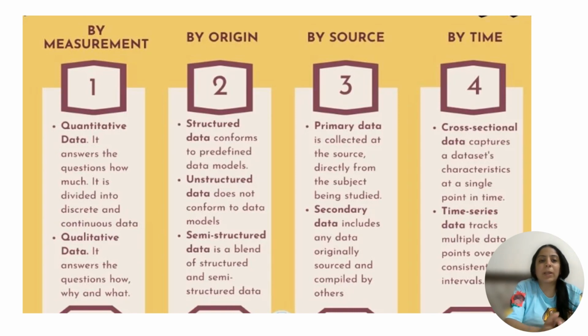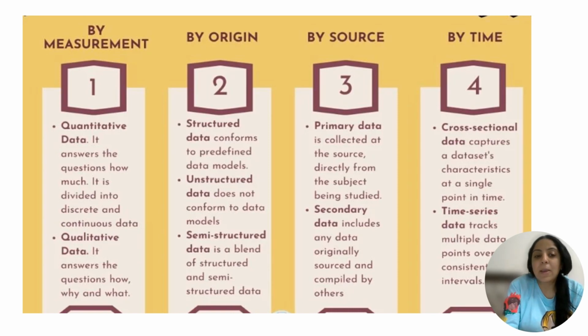Now I go for by source. Source means primary data and secondary data. Primary data means you have collected data directly from the subject being studied, right? It means you have clinical trial data, website traffic data, survey results, or experimental measurements. It means with primary data, the data scientist has full control over the desired analysis. Secondary data means you are not directly a part of it, right? You get data originally sourced and compiled by others. You are just using it in your analysis part. For example, public government records, commercial transaction records, web scraped content, social media. So that is secondary data.